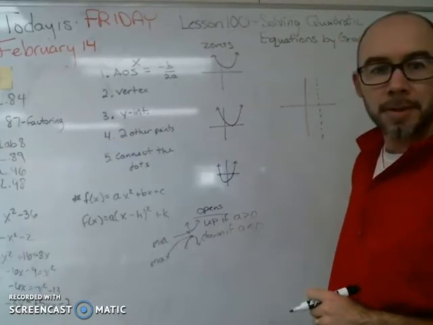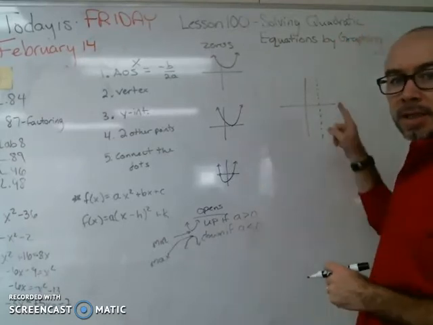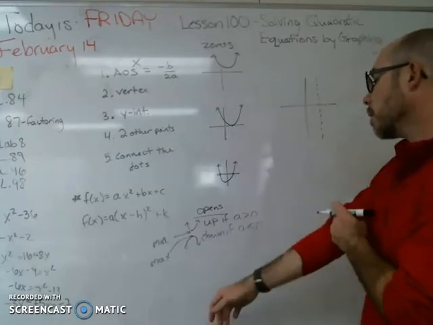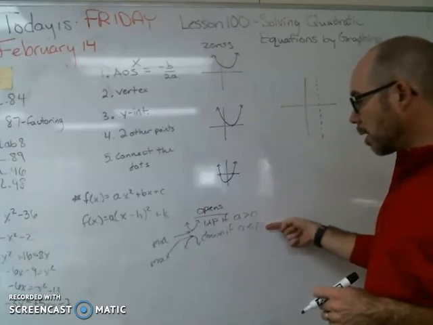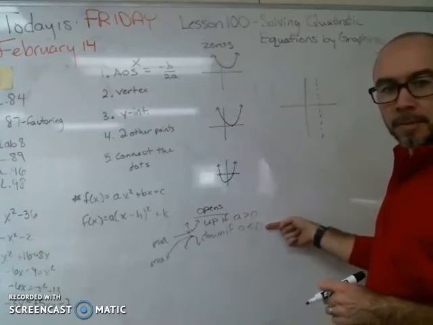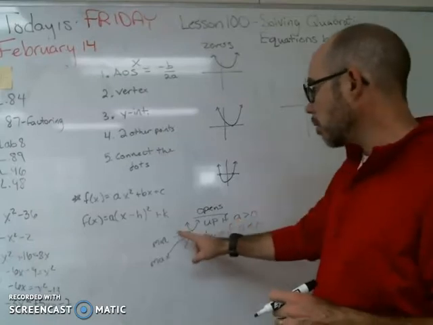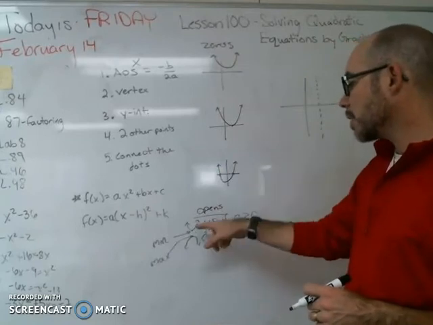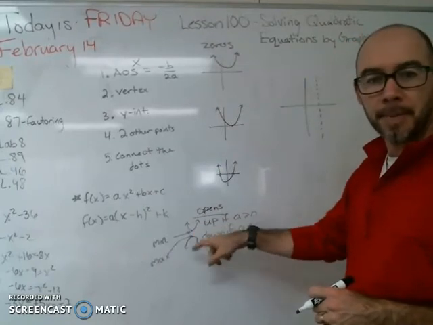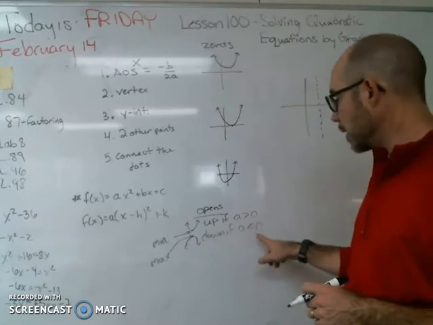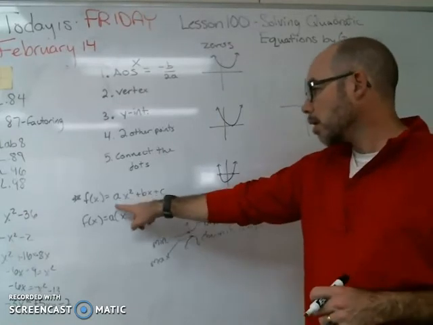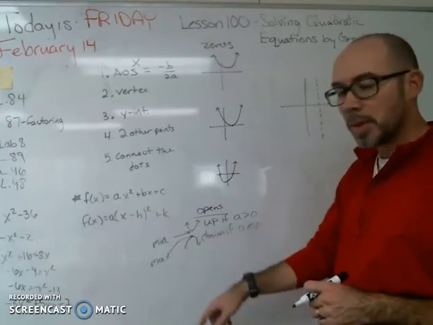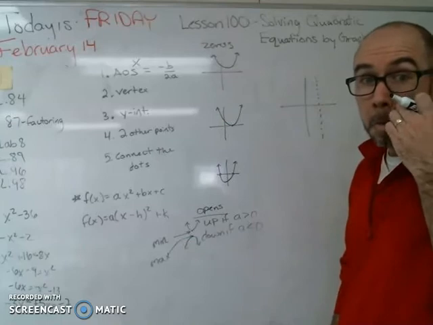The vertex is on that line. It's either the highest point or the lowest point, depending on whether your graph opens up or opens down. Here we're looking at the a value. If the a value in our standard form is a positive number, then this opens up and our vertex is a minimum. If a is negative, that means the parabola will open down and that vertex will be a maximum value.